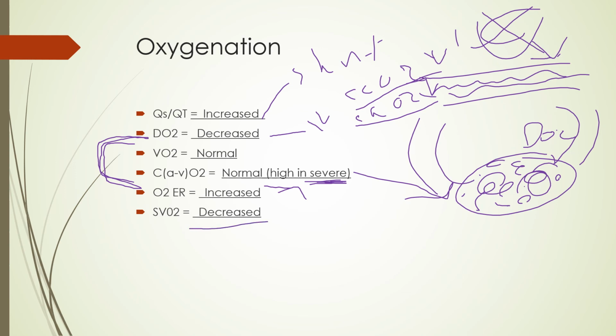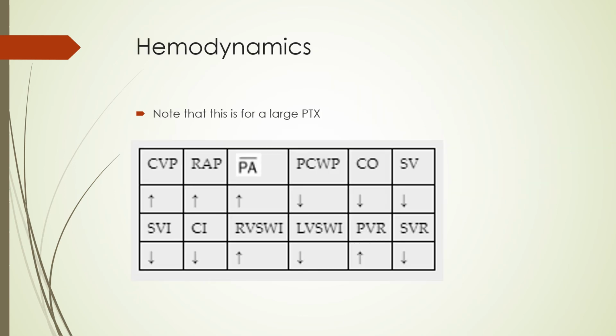So remember, if it's a pulmonary issue, it's a shunt-like process. All right, what does this do to our heart pressures? So all the right-sided heart pressures, now this is for a large pneumothorax, right? We're not talking about a 10% pneumo. We're not talking about just a barely 20% pneumo here. We're talking about like a 50% pneumo. We're talking large pneumothoraces here. So all your right-sided heart pressures, your CVP, your right atrial pressure, your mean pulmonary artery pressure, your right ventricular stroke work index, your pulmonary vascular resistance, these are all right-sided heart pressures.